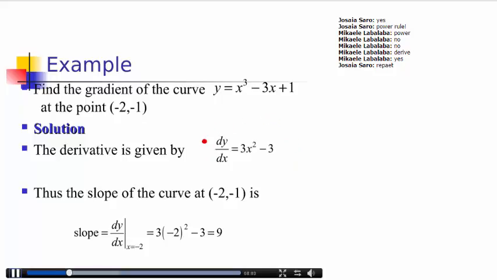Now, when you have this differential, you are given points, negative 2 and negative 1. So this is your x and this is your y, right? Now what you have to do is substitute the value of x in this equation. Whatever value you get here will be your gradient. So this is how you get a gradient or a slope of the curve. Easy? Or are you still confused?